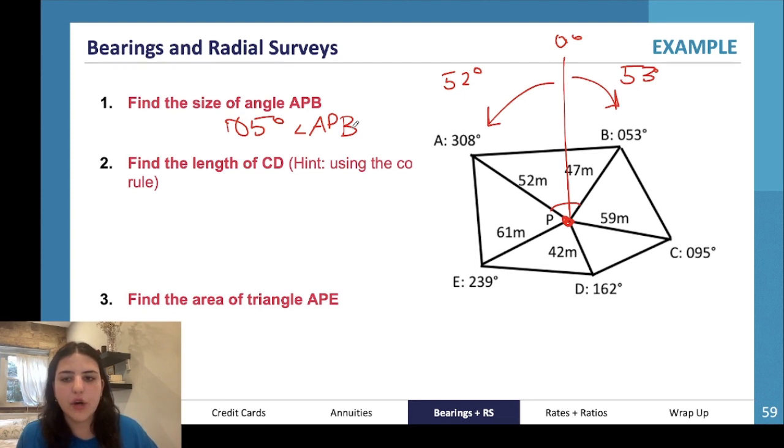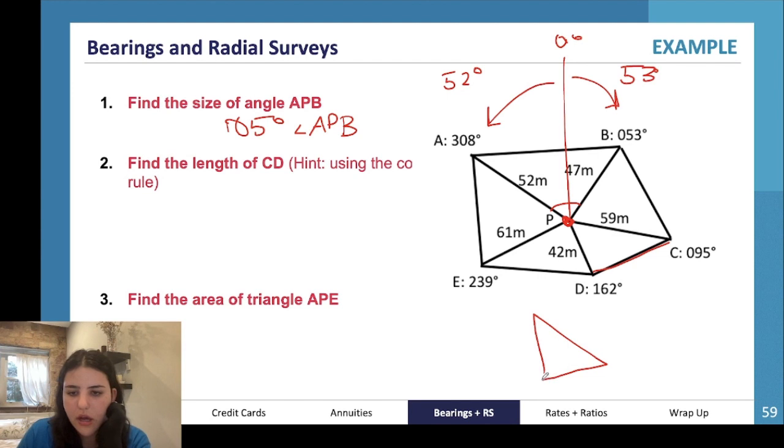Okay, find the length of CD. We're going to do this using the cosine rule. So we've got CD here. I like to draw out my own triangle because it gets a little complicated. This one is 59 meters on this side, 42 meters on this side. We know that this angle internally must be the difference between 162 and 95. So 162 minus 95 is 67 degrees.